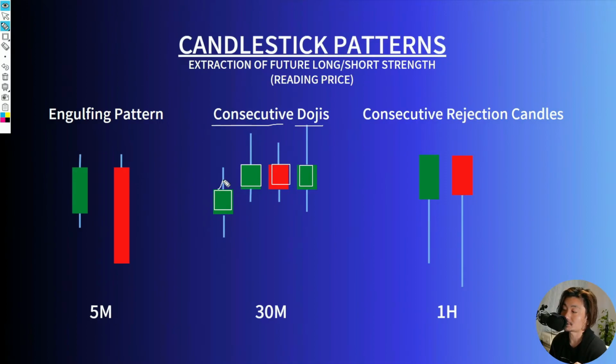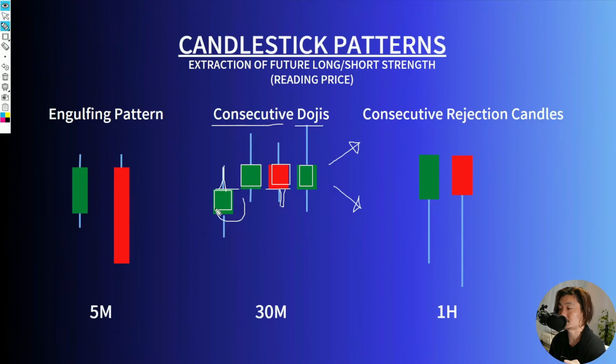So even if price came up to these levels, the sellers were pushing price right back down to close at these levels. The same goes for this one. The sellers were able to come down to these levels, but the buyers came right back up to close at this level right here. Now, the difference between single candlestick dojis and consecutive dojis is that this tells us that in the next move, there's going to be an extreme amount of strength in whichever direction price goes.